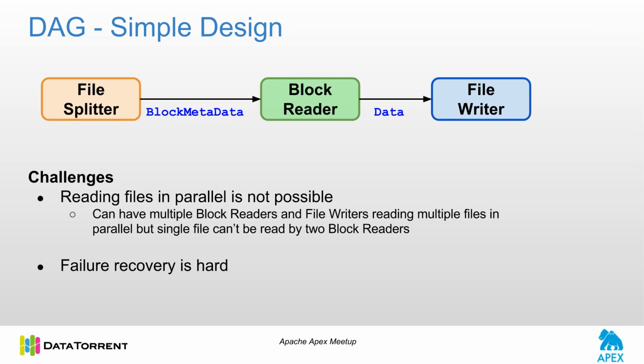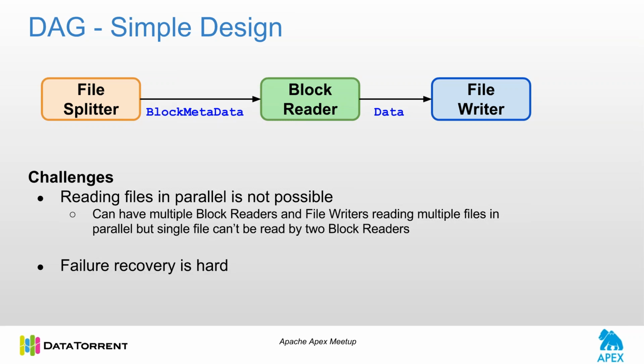But let's get into what the challenges are in this. So the first challenge is that, in this case, reading files in parallel is not possible. So basically, if a particular file is 1 TB, can we read it in parallel? Well, that is not possible. You can have multiple files being read parallelly and written parallelly, but one particular file cannot be read parallelly. Now let me explain why.